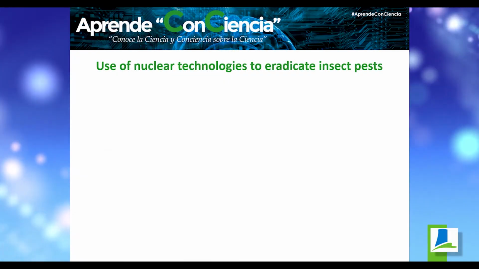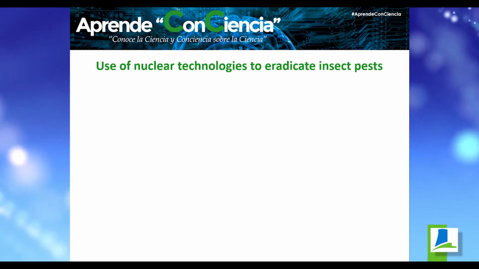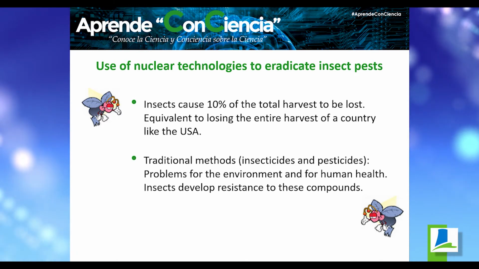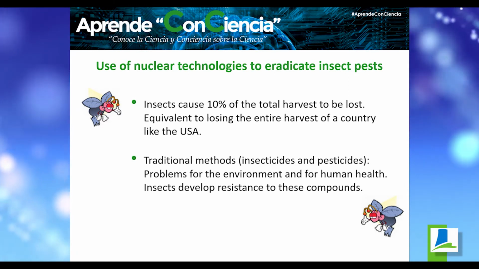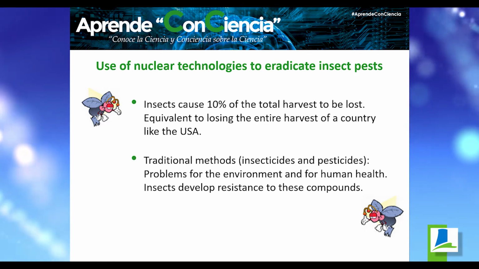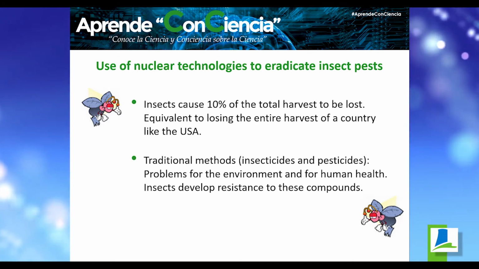Nuclear technologies can be used to eradicate insect pests. Insects are responsible for 10% loss of the total harvest in the world. This is equivalent to losing the entire harvest of a country such as the United States of America.